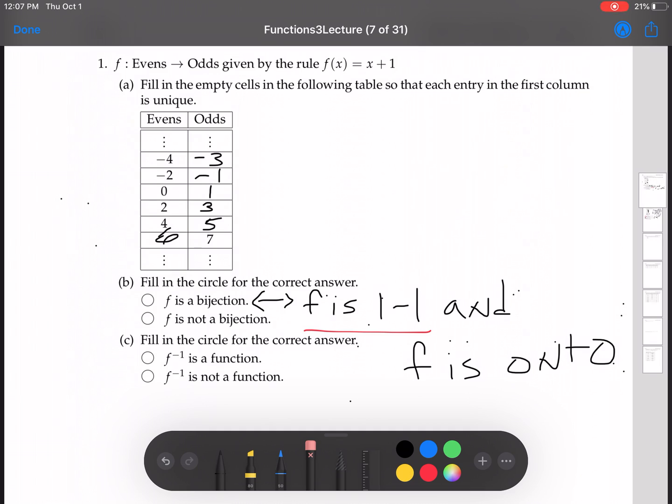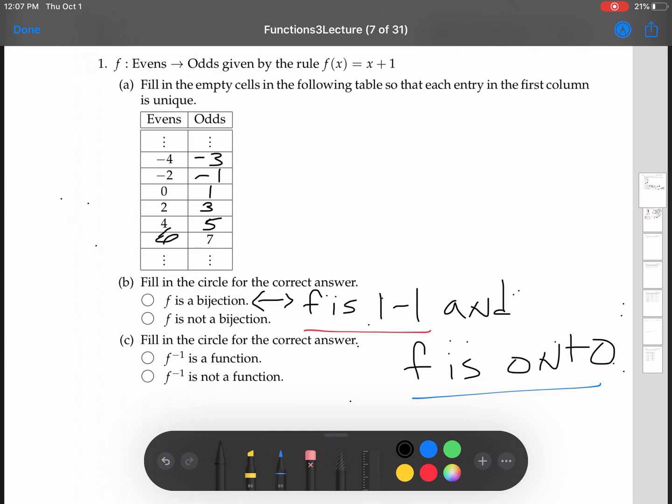Okay, now let's move on to onto. Onto, remember, means that everything in the target gets hit. Our target is the odd integers. So we ask ourselves, do all the odd integers get hit by this function? And in fact, they do. Now, to know for sure if this function is onto, we would have to prove it. But I'm not going to have people in this class prove 1 to 1 and onto. That's beyond the scope of the class. For the math majors, you'll see that in Math 287. I'm pretty sure you'll have to do that there.